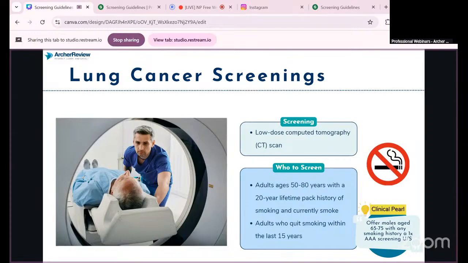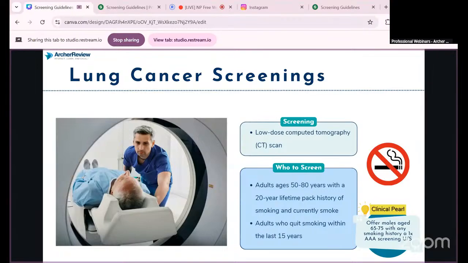Now, who can tell me how to calculate a smoker's pack history? I'm going to give you all an opportunity to calculate a pack history. Remember, pack history is calculated by multiplying the number of packs per day by the number of years a person has smoked. For example, if your patient has smoked 2 packs per day over the last 10 years, then I'll multiply 2 times 10 and come up with a 20-year pack history.